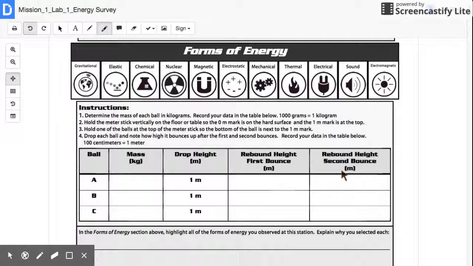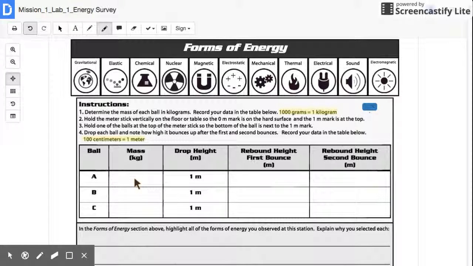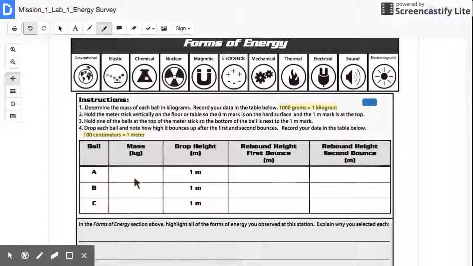It wants you to record it in meters, but it mentions to you that there are 100 centimeters in 1 meter. Also, it tells you that there are 1,000 grams in 1 kilogram. And so both of those bits of information you may need when you're taking your data. Because the balance will be in grams, and you will need to convert it into kilograms when you write it into this part of the data table. All right. So attention to details matters on labs.